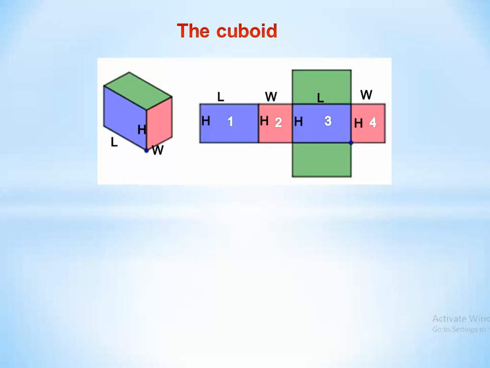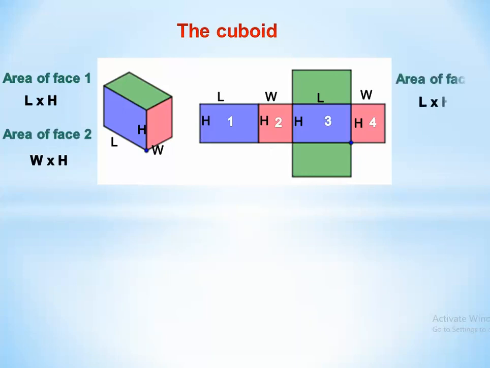And we know that these are the 3 dimensions. When we open the cuboid, we can find that this is length and this is height, this is width and this is height, this is length and this is height, and this is width and this is height. Area of face 1 means length by height. Area of face 2, width by height. Area of face 3, length by height. Area of face 4, width by height.